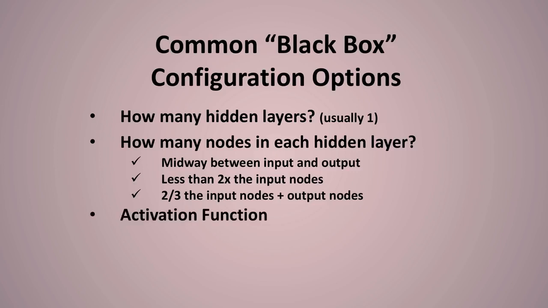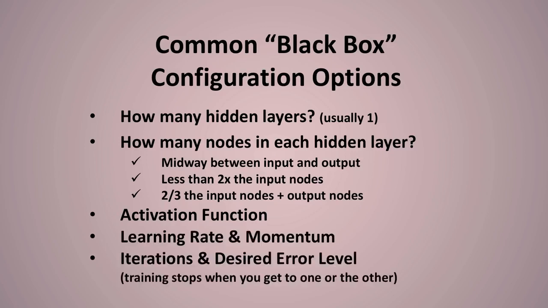An activation function is very important, but I'm not going to go into it right now. Also, learning rate and momentum are important, but I'm not going to go into those right now. Lastly, the iterations and the desired error level. So iterations is how many times it goes over all the data in your data set. The desired error level is how accurate you want this thing to be. And depending on what you're going for, training stops when you get to one or the other, either you've gone through, say, 20,000 iterations, or your error level is 0.0001 and it's pretty accurate. Whatever you set, the training is going to go until you get to one or the other of those.